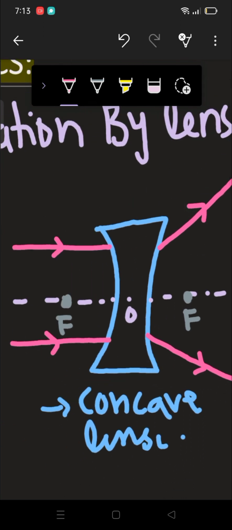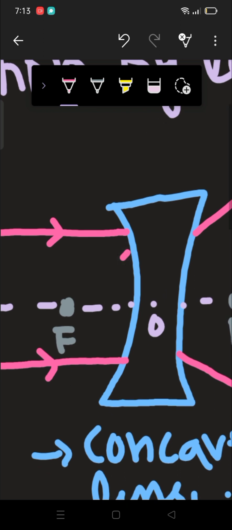So they will not actually meet, but they'll appear to meet. Alright, so they'll always appear to meet.